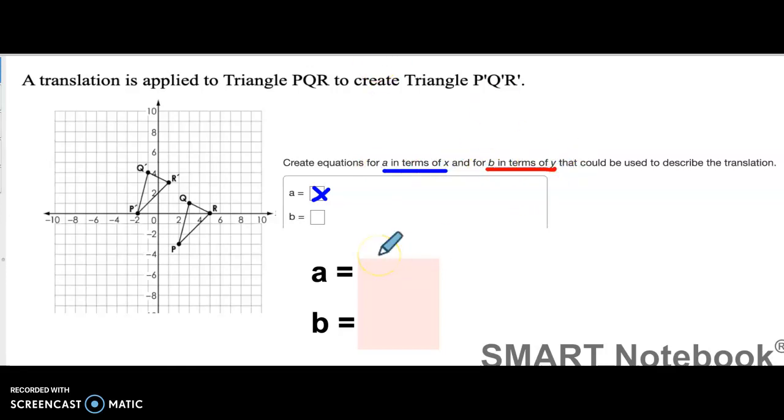For our B, it says write equation for B in terms of Y. So that means our B equation is going to be talking about our vertical movement, our movement up and down. So we know B is going to equal Y plus or minus something, depending on whether we're moving up or down to get from our pre-image to our image.